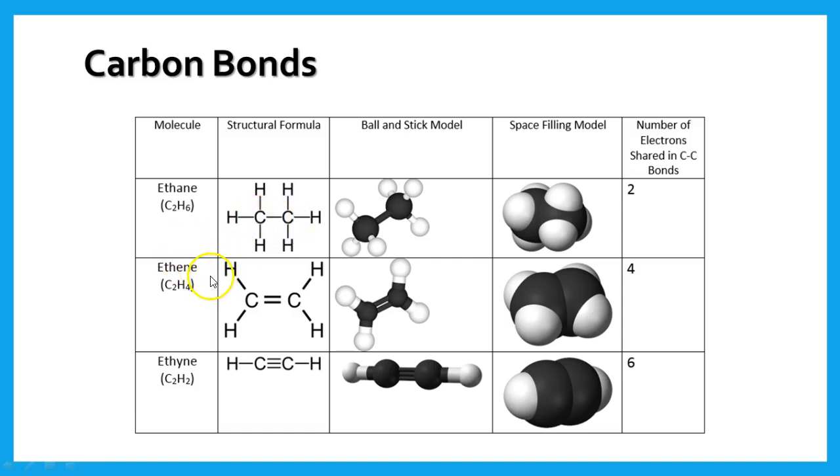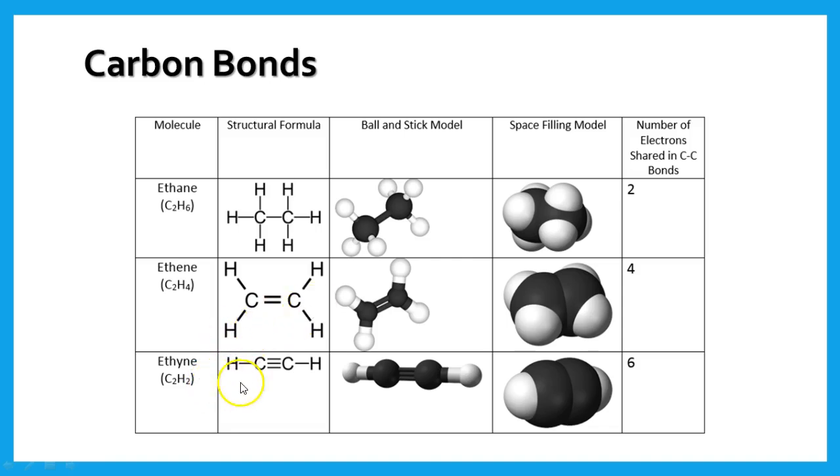This is another molecule that is similar but not the same. Notice this is ethane. This one is called ethene, and it only has 2 carbons, but the carbon atoms are double bonded to each other, so that represents 2 shared pairs of electrons. But still, if you count, each carbon has 1, 2, 3, 4 bonds.